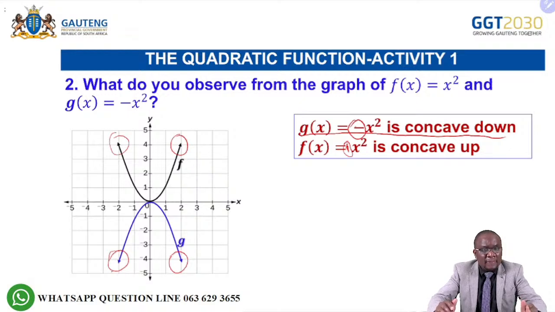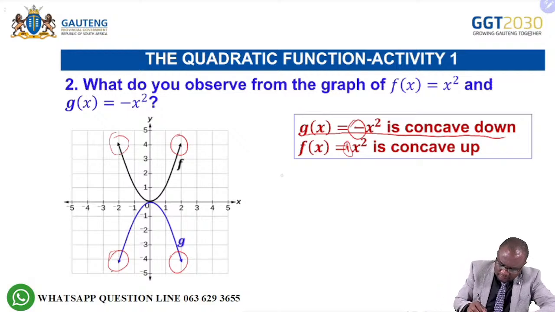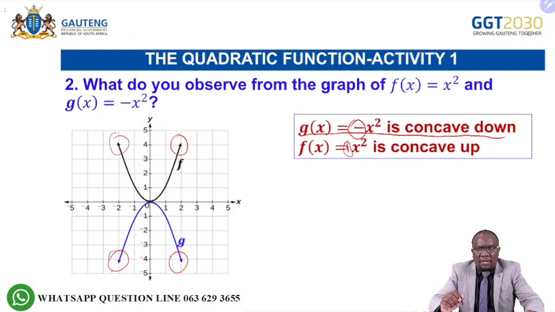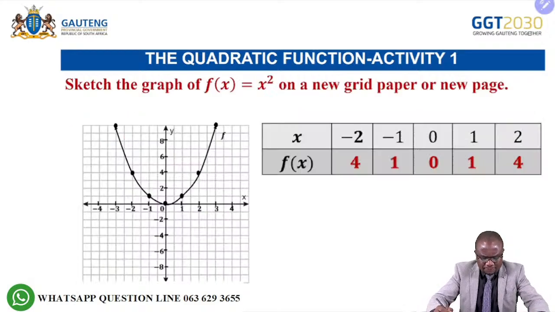Grade 10s, I want you to spend 30 seconds to copy this. Okay, let's move on. I'll give you the notes, then you write it down. Let's move on now. But remember that when a is positive, the graph is concave up. When a is negative, it is concave down. Remember that. Okay, I want us to look at the other effect of a.